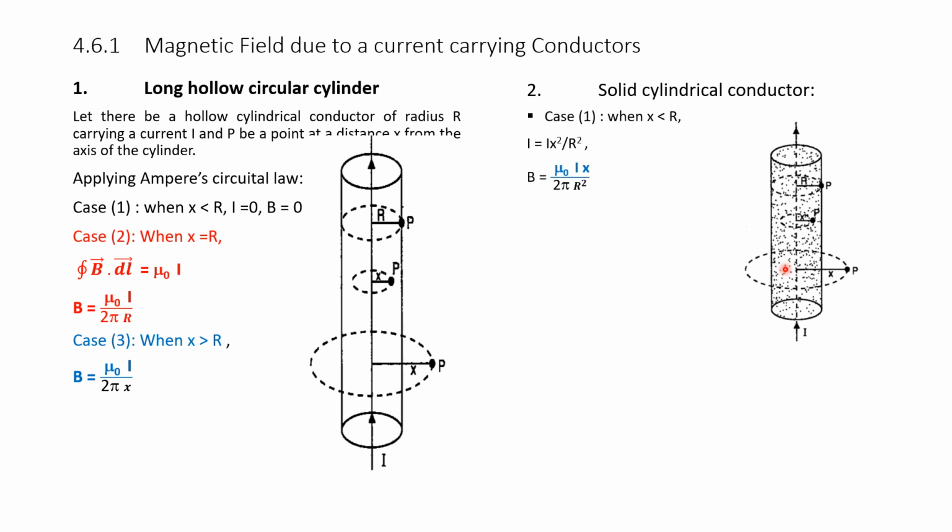Case 1, as earlier, here x is less than R. Therefore, I prime is equal to I into x square by R square, from the dimensions of the conductor. Therefore, B is equal to mu naught over 2 pi into I x divided by R square.